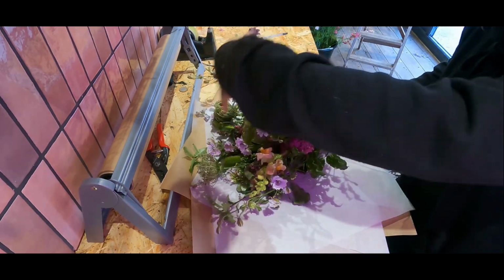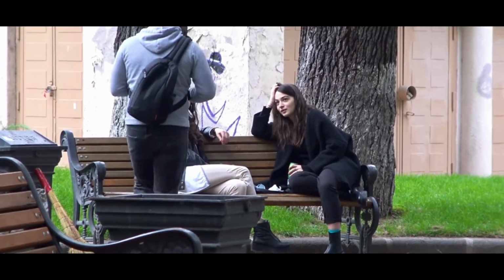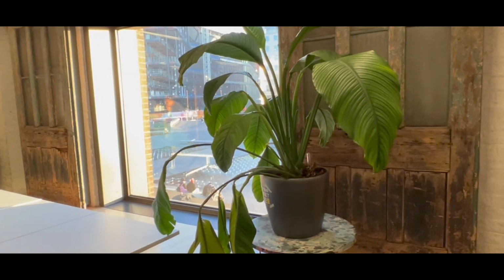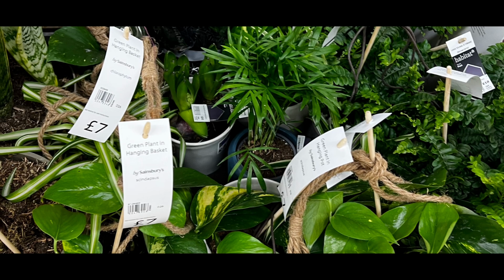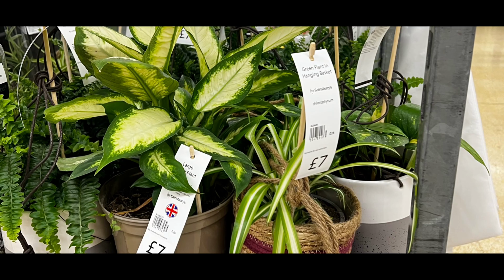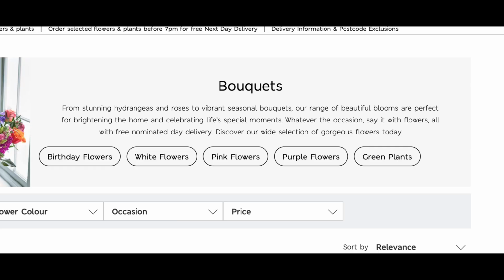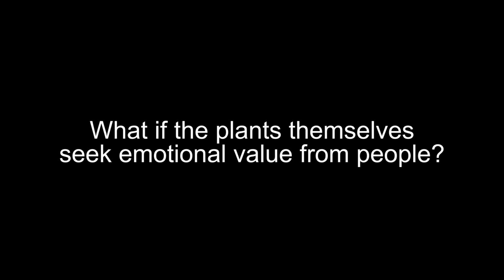Besides being planted on a large scale, plants are often given as gifts or used as decorations in our homes. We went to the plant selling area of Waitrose. We found that plants are described as bringing pleasure and happiness to others. This means that plants provide more emotional value to people than just decoration. So we ask our second question: what if the plants themselves seek emotional value from people?